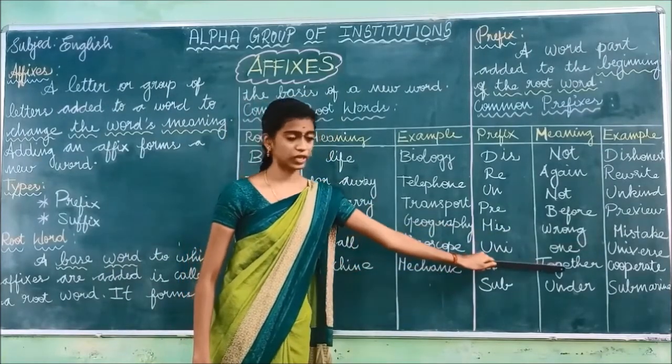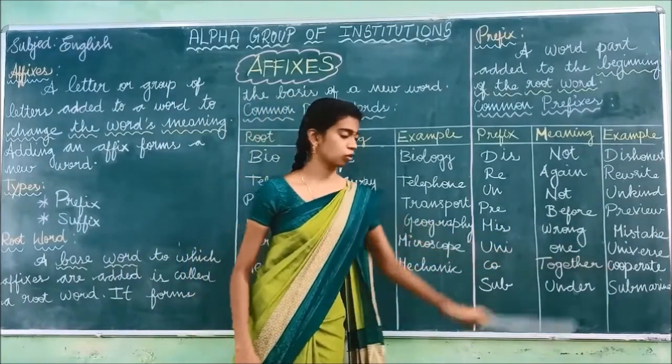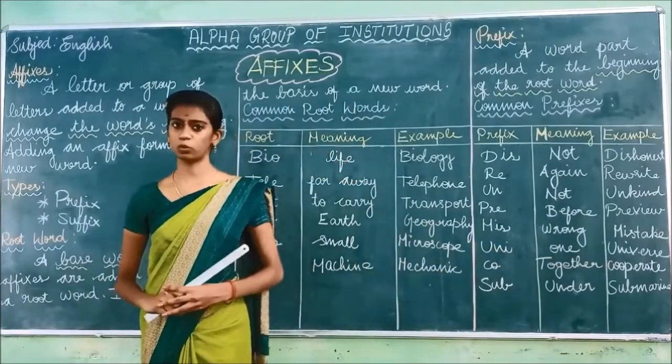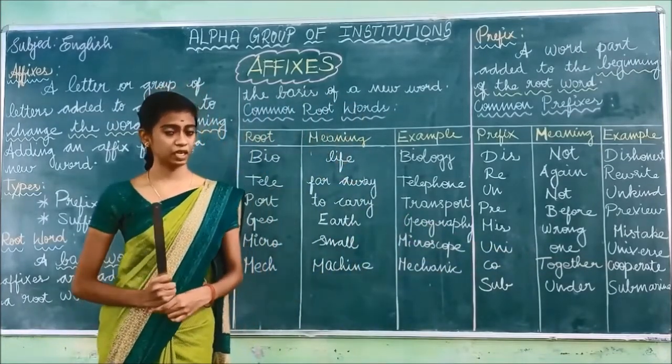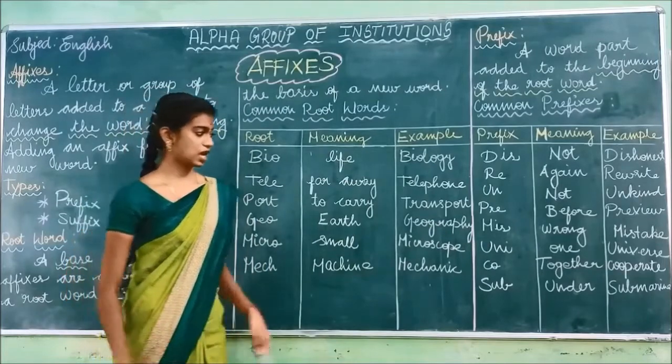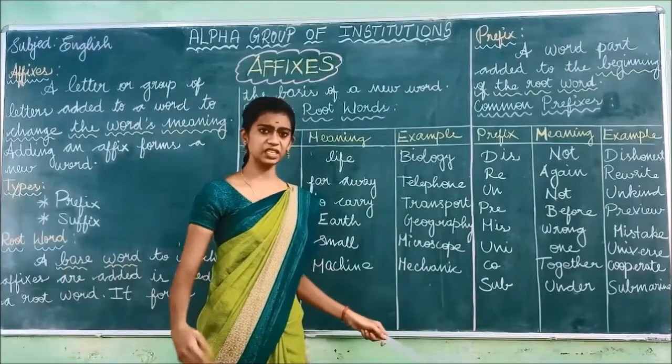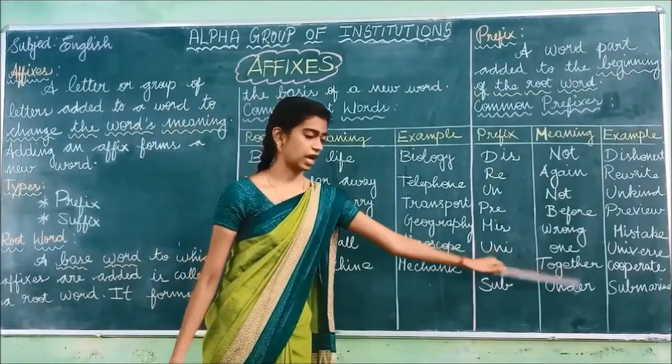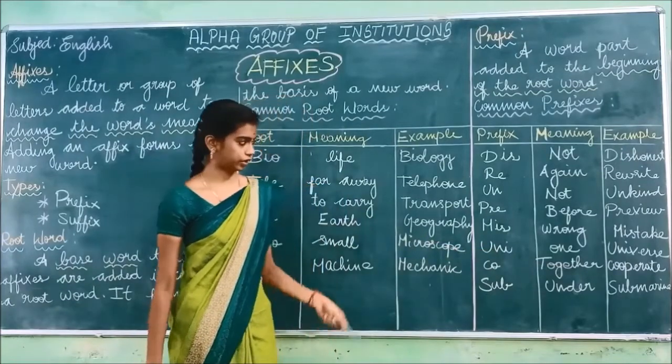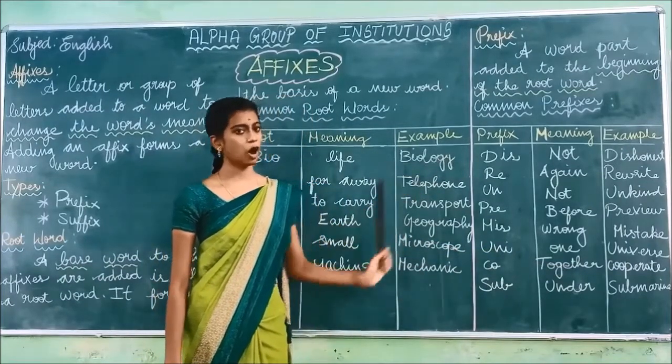Next one, co. The meaning of co is together, and the example is cooperate. So together we have to work. And the last one is sub. Sub means under. Submarine, under the water. So these are some of the common prefixes.